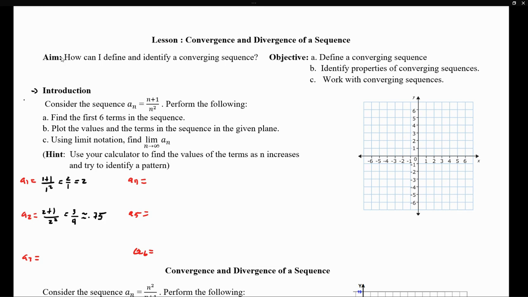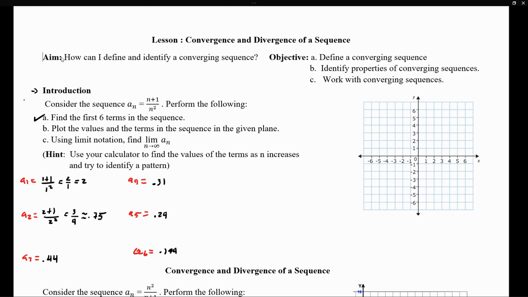If we continue doing this, you will see that the value for the third term is going to be 0.44. For the fourth term, that's 0.31. For the fifth term, that's 0.24. And for the sixth term, that's 0.194. So, okay, we got the first six terms. And now let's plot the values and the terms in the sequence.